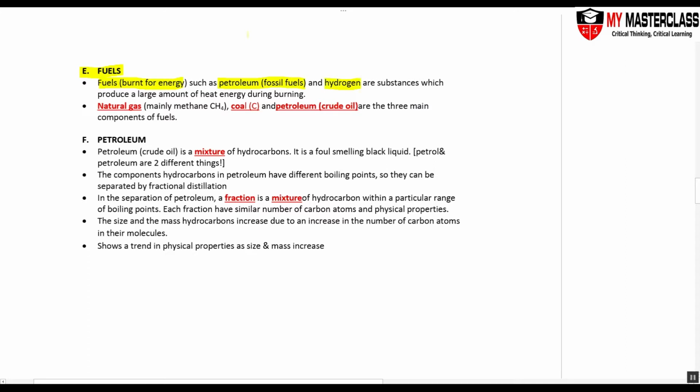What happens is when I burn hydrogen, you should know oxygen is needed for burning to give you water. Write your balanced equation. This equation is highly exothermic, so energy is given out. Hydrogen is used as a fuel.